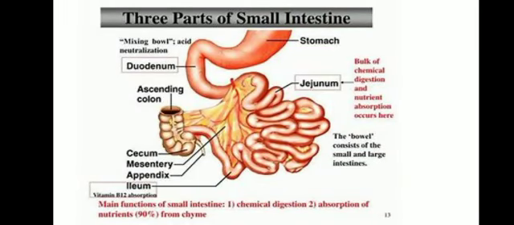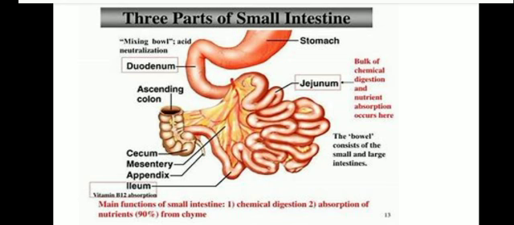After the stomach, the chyme, the food, enters the small intestine. You see that it has three parts in total. In the alimentary canal, it is 5 to 7 meters in length, the longest part of the alimentary canal. It has three parts.